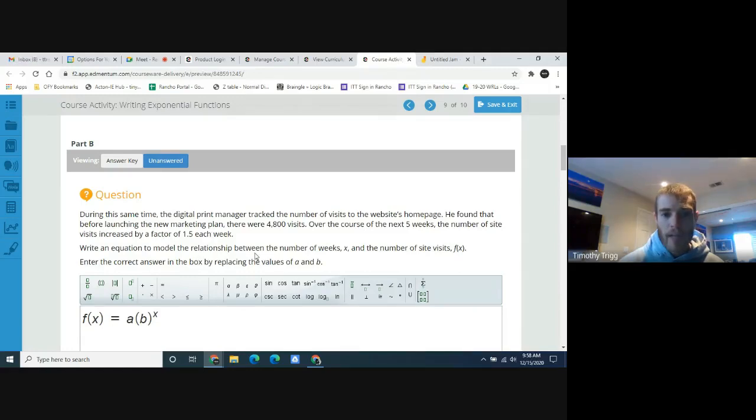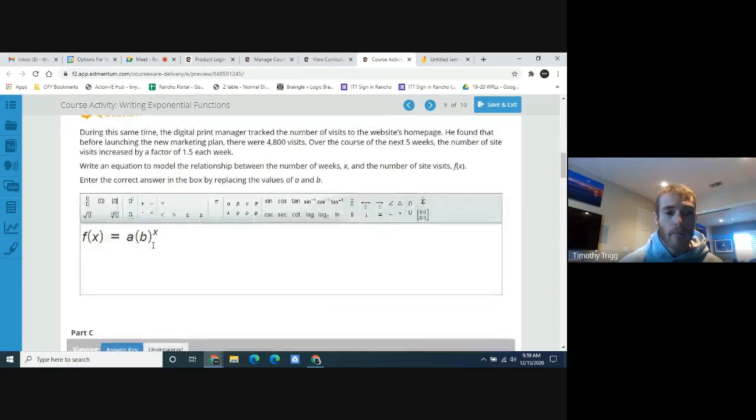Write an equation to model the relationship between the number of weeks x and the number of site visits f of x. Enter the correct answer in the box by replacing a and b. So it's similar to the one we just did, except they're not giving us values down the list. But replace a with the starting amount. What is the starting amount in this case? And replace b by the growth factor. So replace a and b, a with the starting amount and b with the growth factor based on this. All right, see if you can do that.